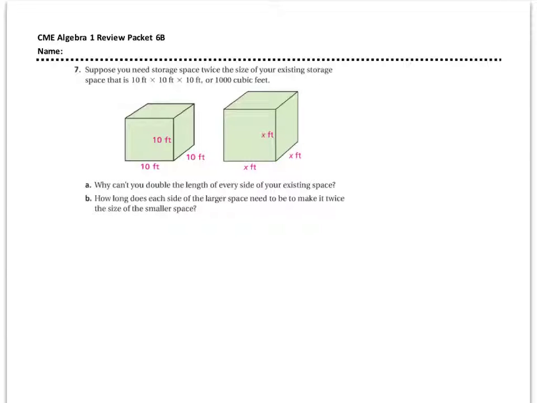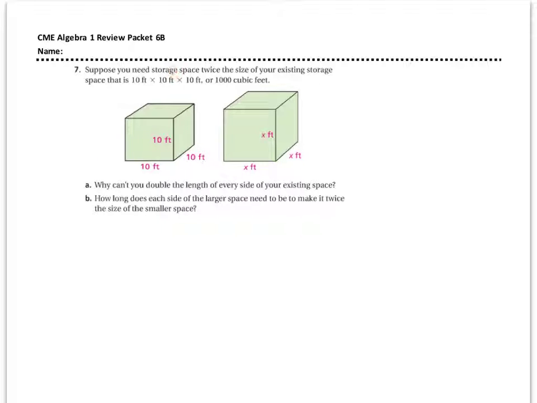Number 7, suppose you need storage space twice the size of your existing storage space, that is 10 by 10 by 10 feet or 1000 cubic feet. Why can't you double the length of every side of your existing space? What if you double each side? You'll have 20 by 20 by 20 feet.